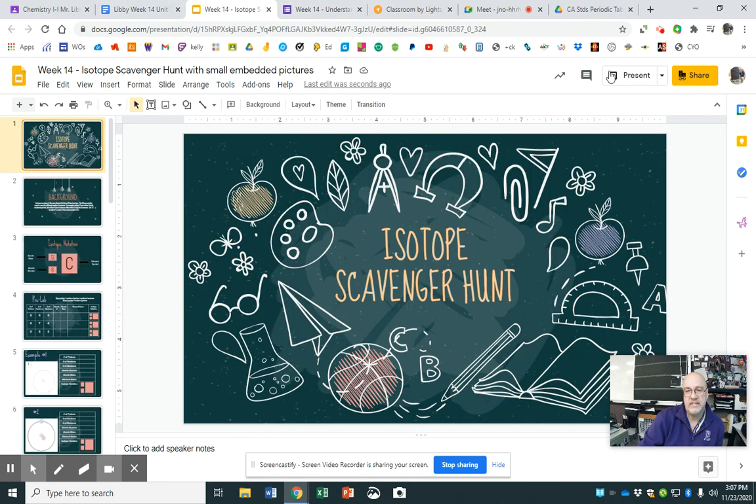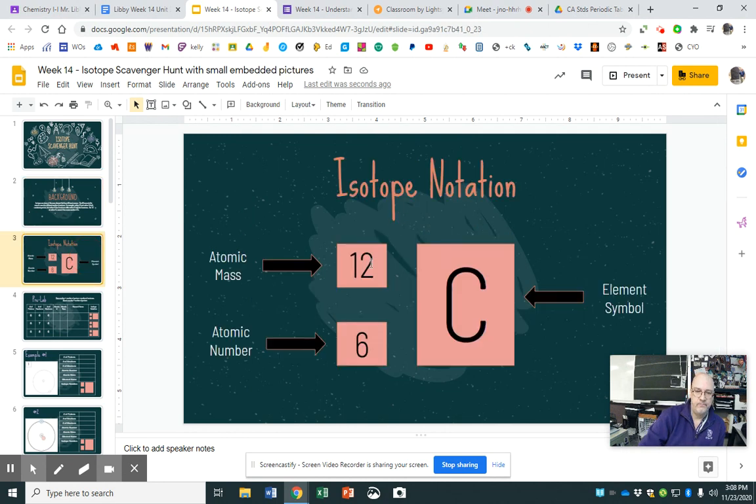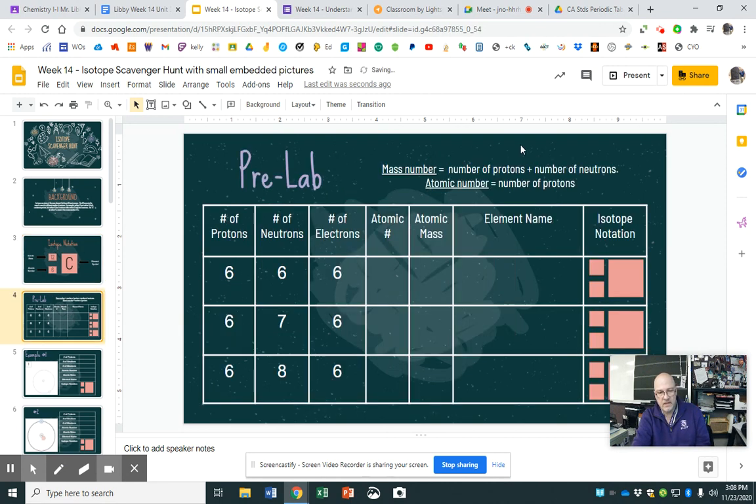Isotopes. So when you get to isotopes, you're going to do this. You'll see this when you open that up. Isotopes are atoms of the same element that have different masses. And this is called isotope notation. There's the symbol, the mass number, and the atomic number. The mass number is always protons plus neutrons. The atomic number is always the number of protons.